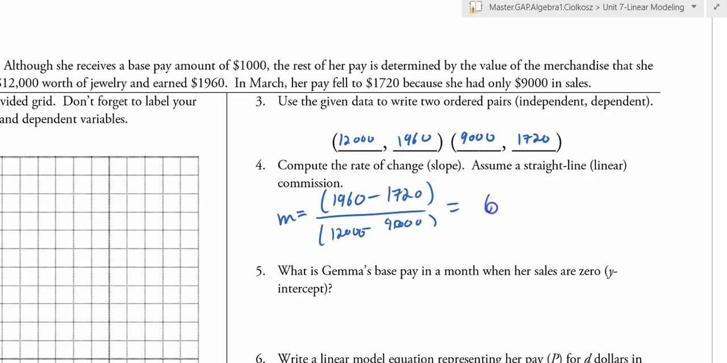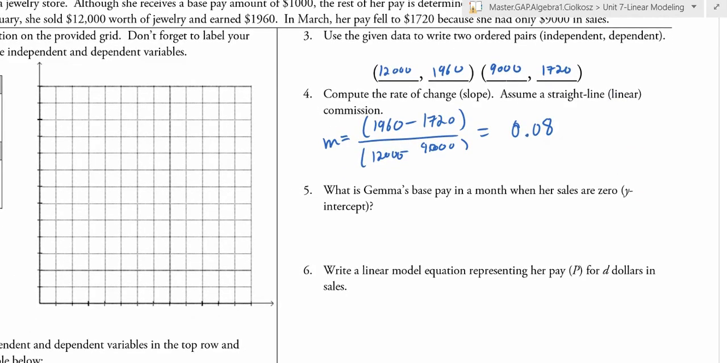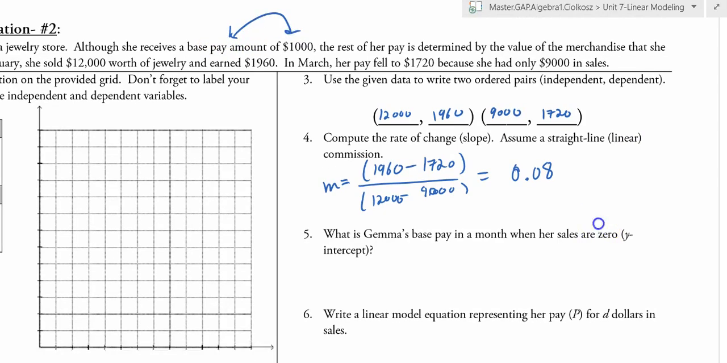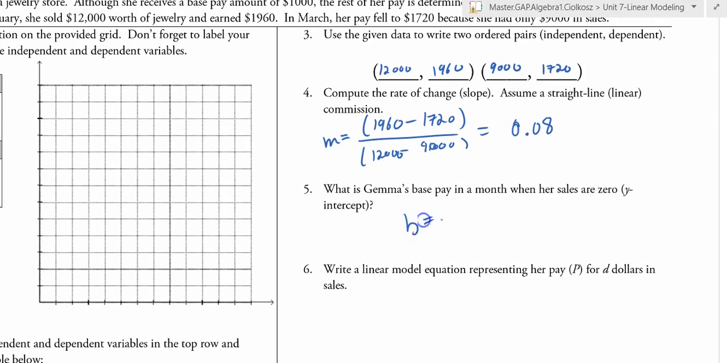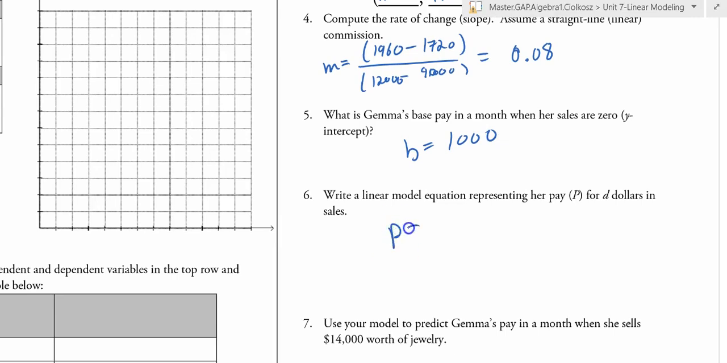We get an answer of 0.08. So she's getting about 8% pay for those sales. Here we're finding the y-intercept. Well, if we pay attention here, we figured it out already. She gets 1,000. So here, b is just 1,000. Or you could calculate it out. The linear model here would be P is equal to that 0.08 times D dollars in sales plus that initial salary.